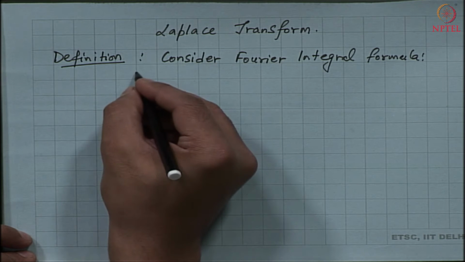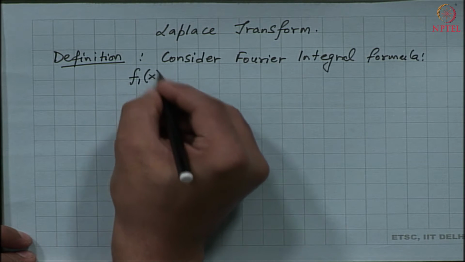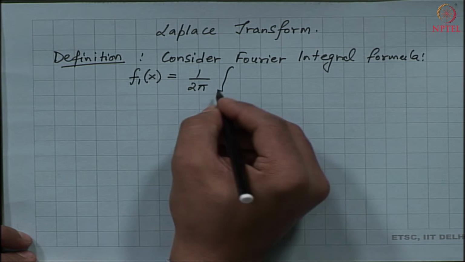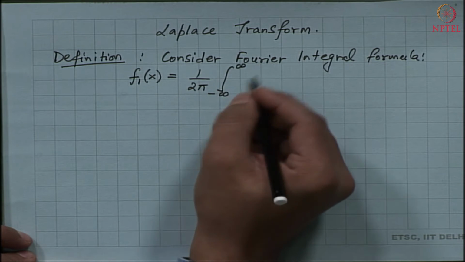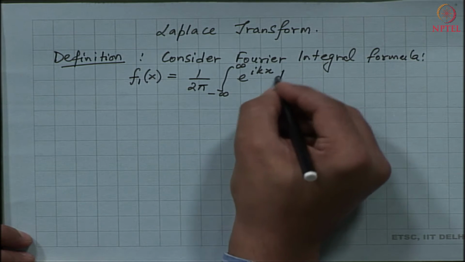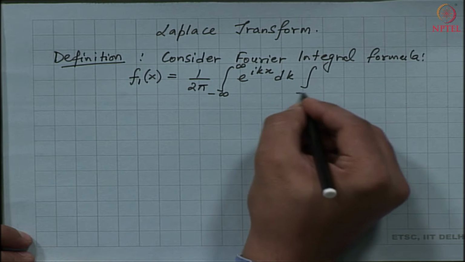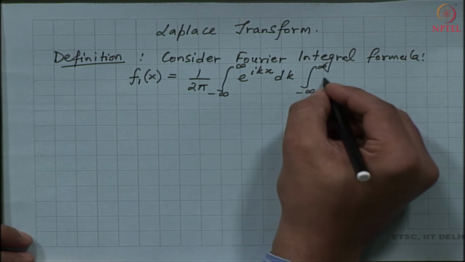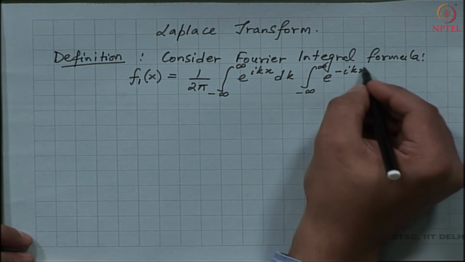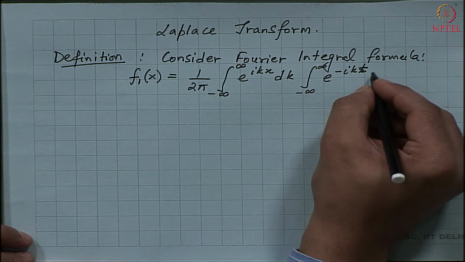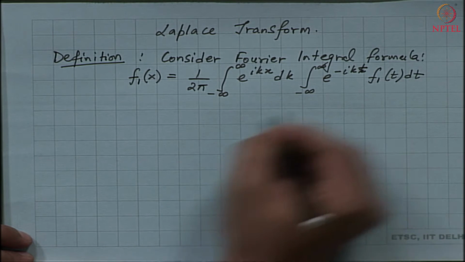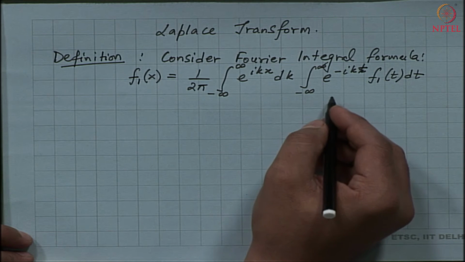Okay. So, consider the Fourier integral formula of this function f1 of x. This is given by 1 by 2 pi, integral from minus infinity to infinity, e to the power i k x dk, times integral from minus infinity to infinity, e to the power negative i k t, f1 of t dt. So, that is my Fourier integral formula.